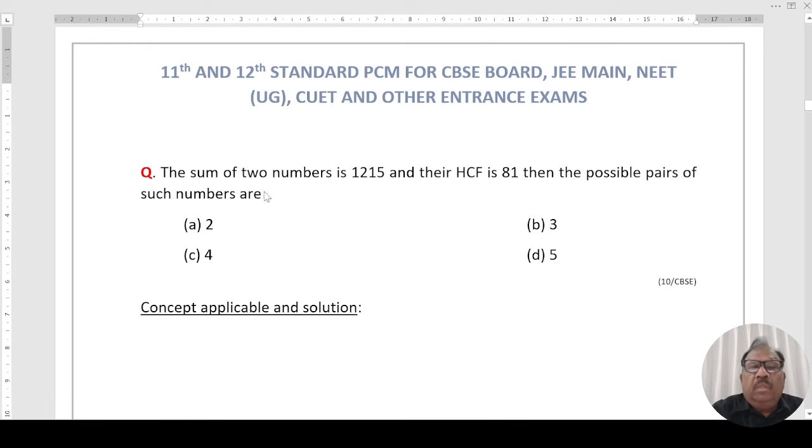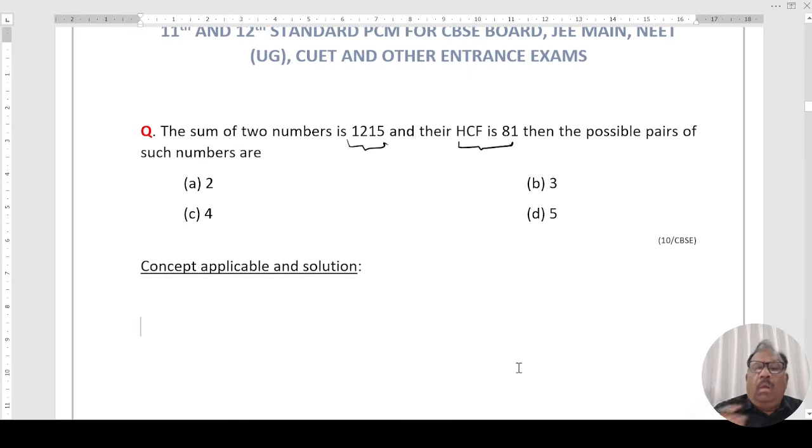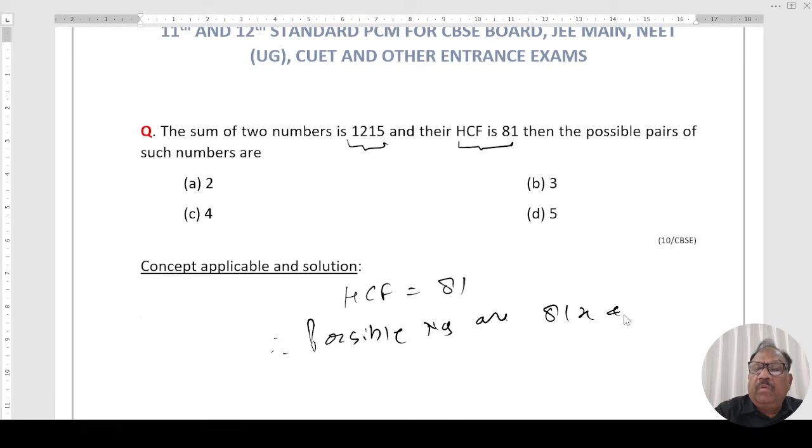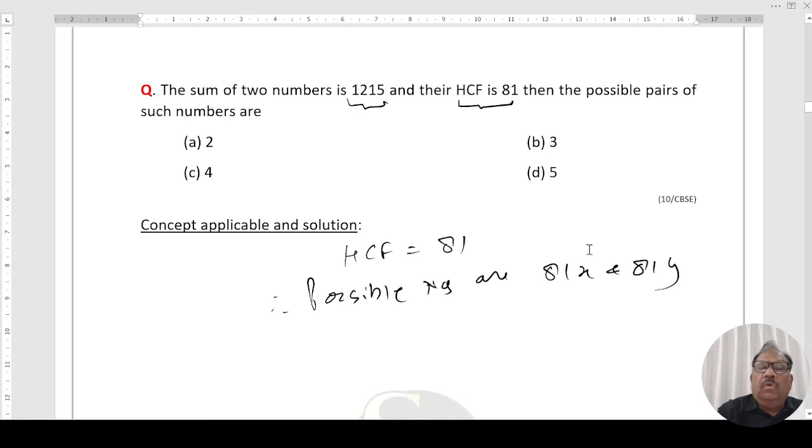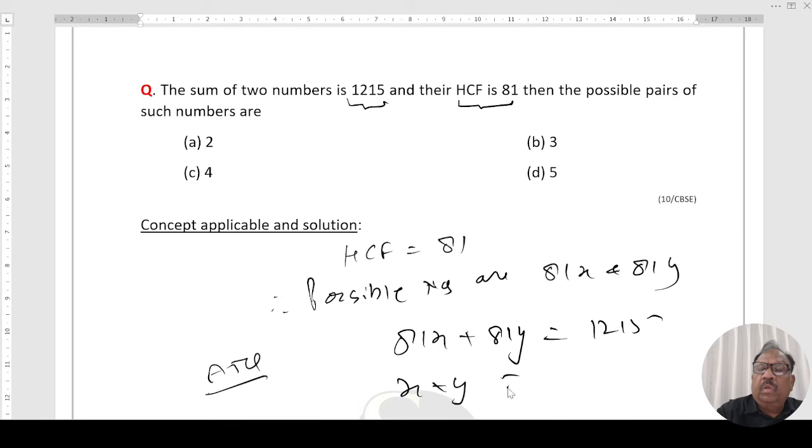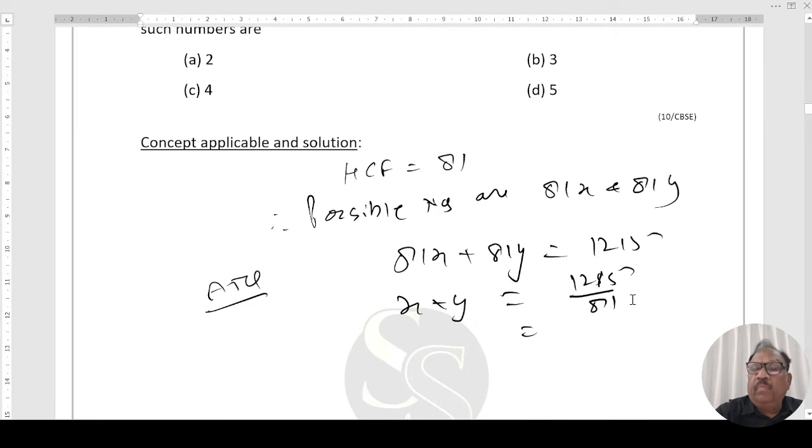Question is, the sum of two numbers is 1215 and their HCF is 81. Then the possible pair of such numbers. According to question, HCF of two numbers is 81. Therefore, possible numbers are 81x and 81y. According to question, 81x plus 81y will be equal to 1215. X plus y will be 1215 divided by 81. On simplification, this comes out to be 15. X plus y equal to 15.